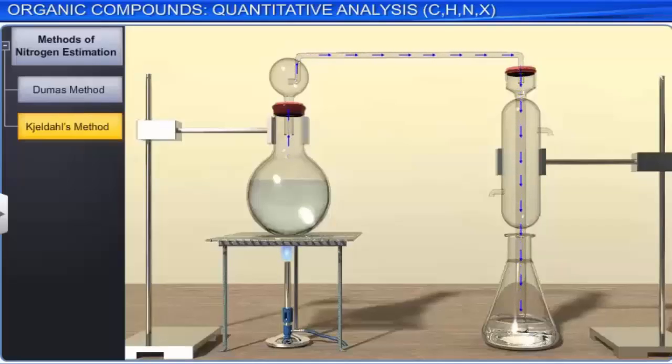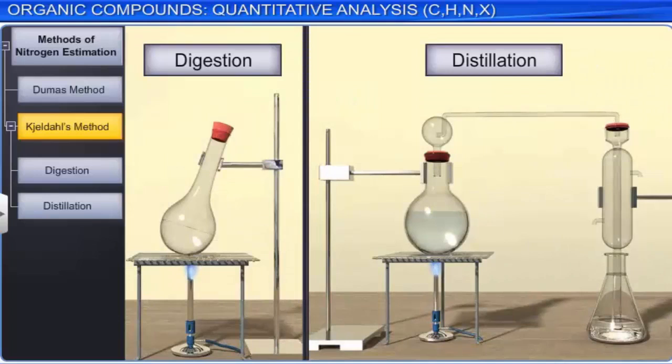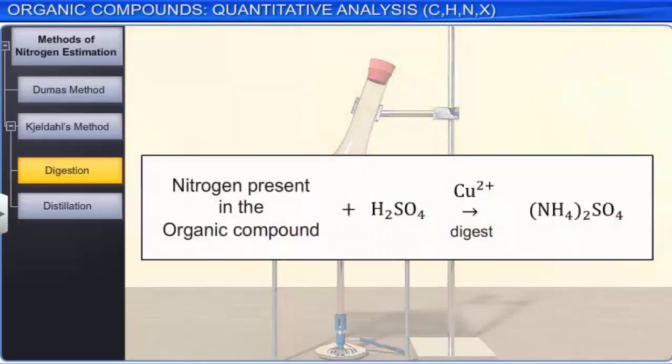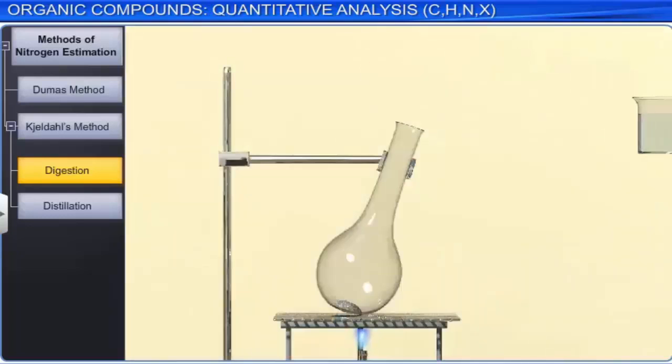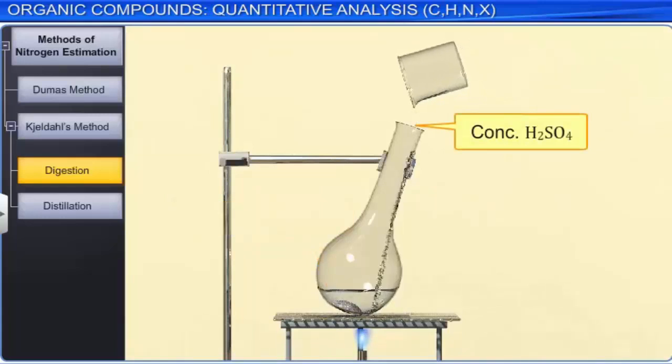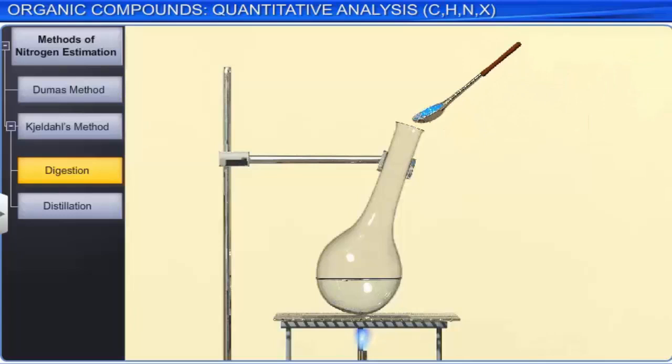Nitrogen is also estimated by another method known as the Kjeldahl method. The method can be divided into two major stages, namely digestion and distillation. During the digestion stage, the nitrogen present in the organic compound is converted into ammonium sulfate. This is achieved by heating the compound in Kjeldahl flask with concentrated sulfuric acid in the presence of small amount of copper sulfate.